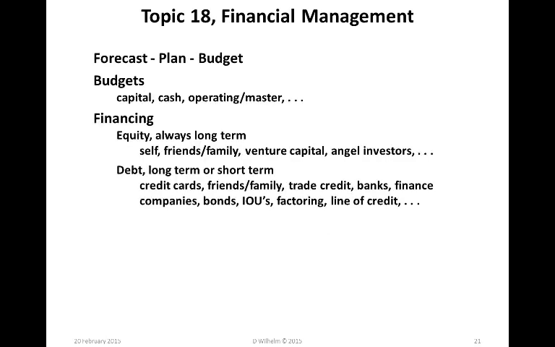Financial management: there are forecasts, there are plans, and there are budgets. Forecasts are a guess. Plan is a hope. Budgets are where you make things happen. The budget allocates resources.